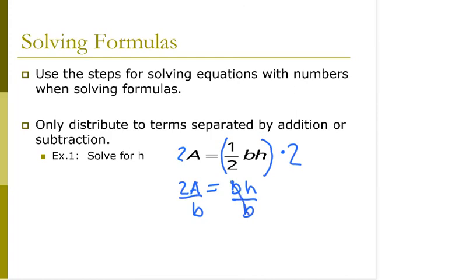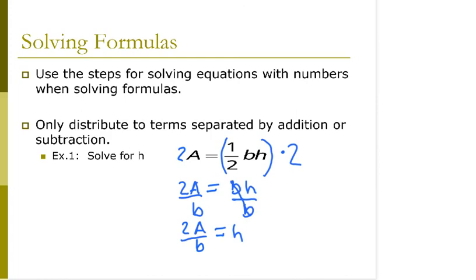And there's nothing we can do on the other side because we're basically just dealing with a whole bunch of unknowns. And so this is how we would solve for h. h is equal to 2a over b, or 2a divided by b.